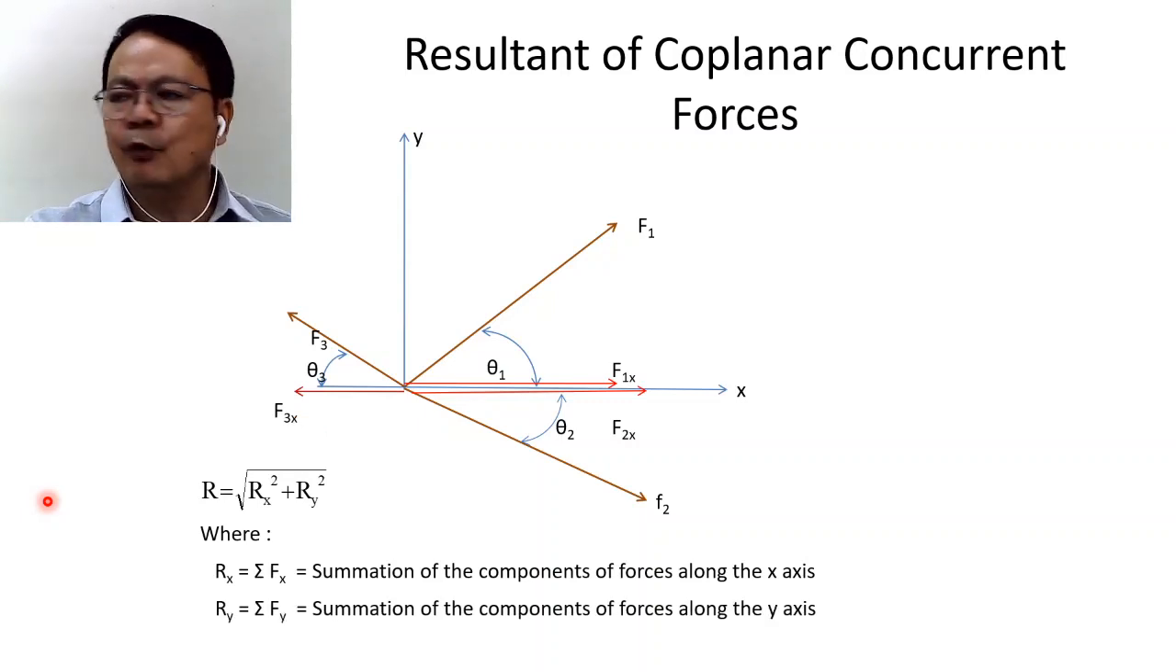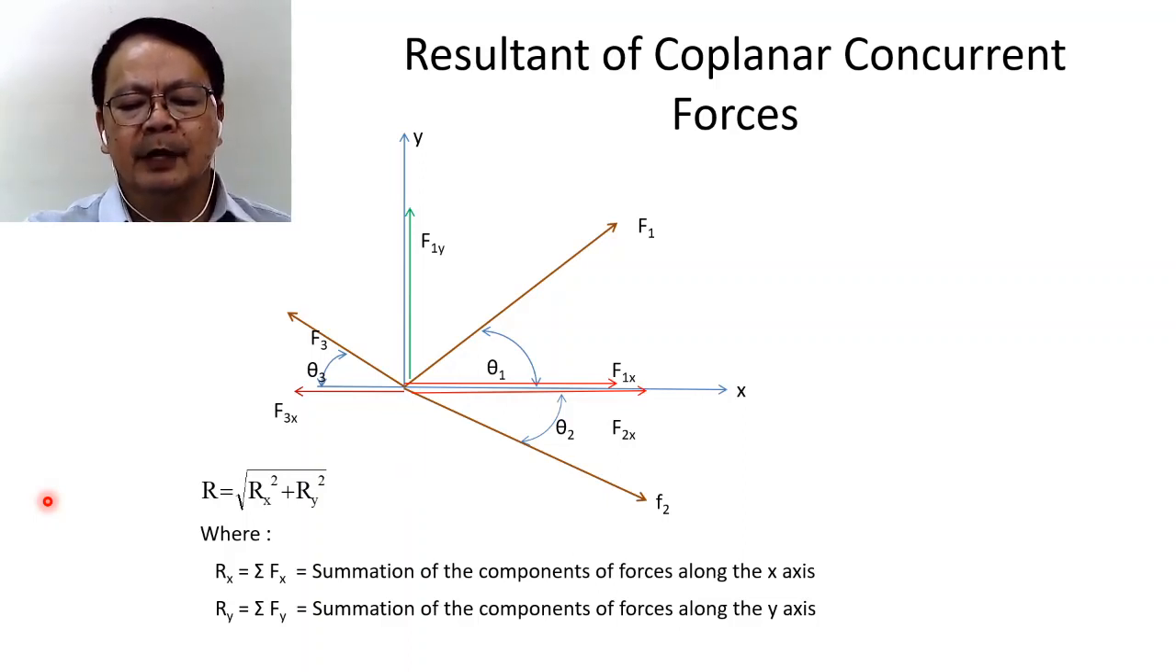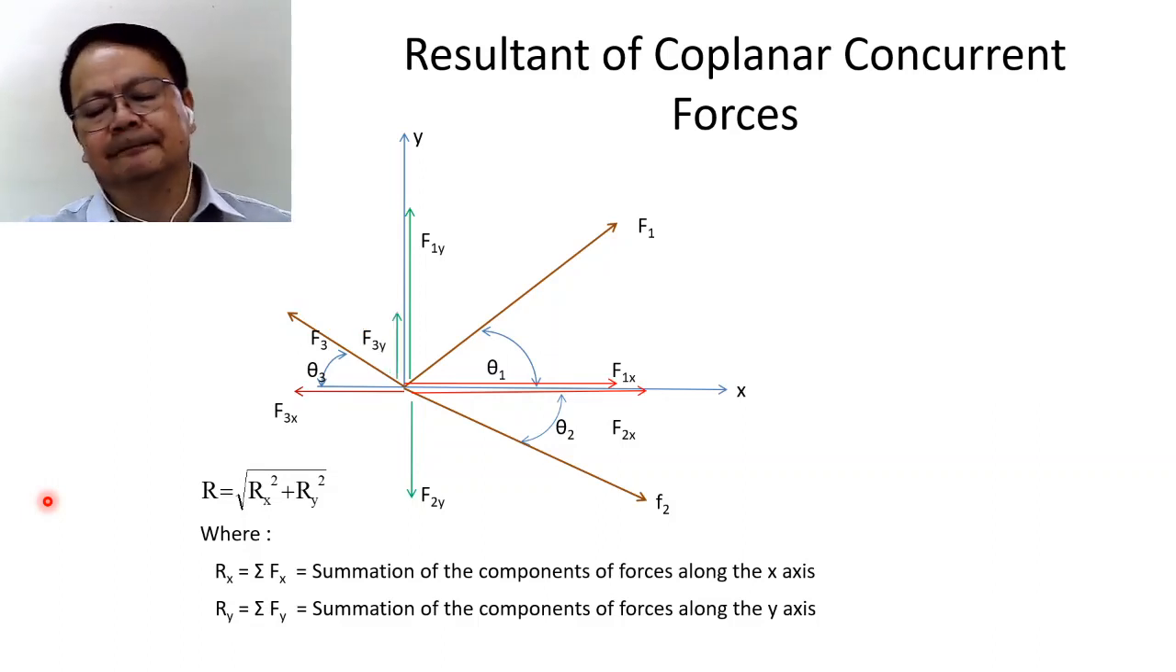Similarly, Ry shall be equal to the summation of Fy, or the summation of the components of forces along the y-axis. In the illustration, these are these forces. F sub 1y here represents the magnitude of the y component of F sub 1. This force, F sub 2y, represents the magnitude of the y component of the second force, and this force represents the y component of the third force.